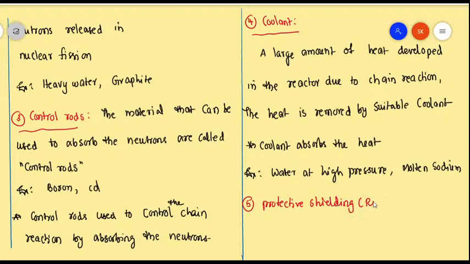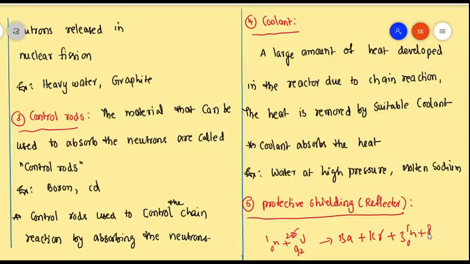Protective shielding, it is also called the reflector, right? What is the reflector and what is the protective shielding? In the nuclear reactor, when a neutron is bombarded on the uranium, the uranium undergoes splitting into barium and krypton, along with neutrons and energy released. The barium and krypton also undergo fission, and they are radioactive materials, which emit radiations like alpha, beta, gamma. These radiations are very harmful for human beings and the surroundings also.